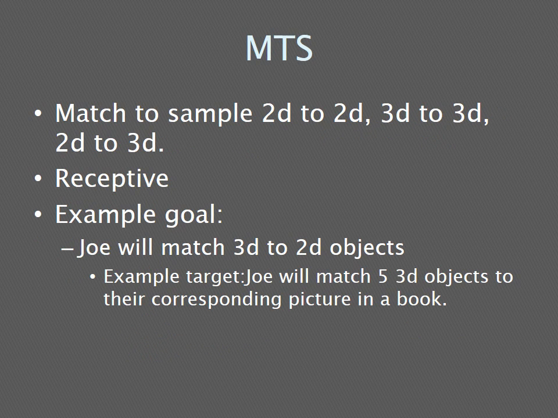MTS, or match the sample. You're matching items to items, sometimes 2D to 2D, 3D to 3D, or 2D to 3D. This is mainly a receptive goal. An example goal might be that Joe will match 3D to 2D objects. An example target might be that Joe will match 5 3D objects to their corresponding pictures in a book.